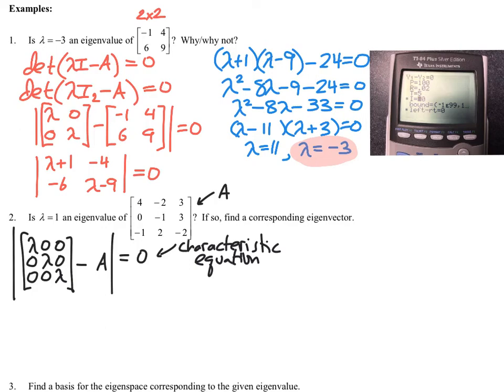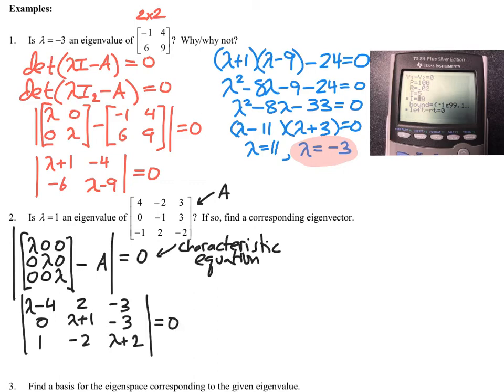All right. So we're looking at lambda minus 4, 0 minus negative 2, so 2, 0 minus 3, so negative 3. So basically, lambda minus whatever's going down the main diagonal, and then reverse the signs of everything else. All right, so 0, lambda plus 1, negative 3, 1, negative 2, lambda plus 2. All right, so this is what we have to find the determinant of.